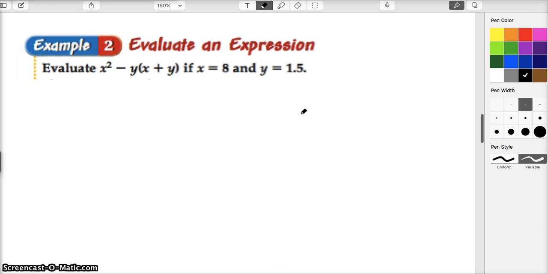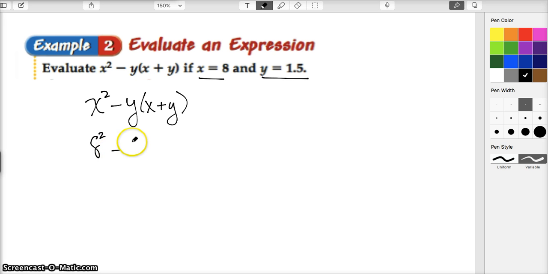Let's evaluate an expression. When you're evaluating an expression, what you're doing is figuring out the value of the expression with certain values given about the variable. So what I do with this problem is I'm going to rewrite it. x squared minus y times the quantity of x plus y. If x were equal to 8, well, let me replace all of my x's with 8, and y is equal to 1.5. And I'll obviously replace y with 1.5.